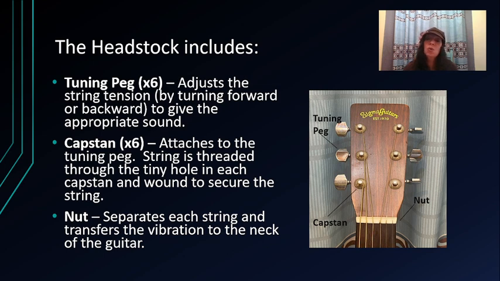And then the nut is that little white cream area that extends from the left to the right side of the guitar, right below the headstock and right before where the neck begins. And that nut separates each string and transfers the vibration of the sound to the neck of the guitar.